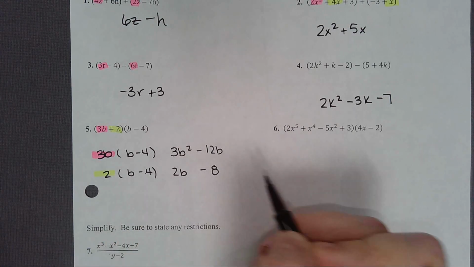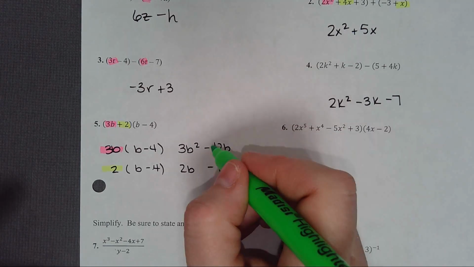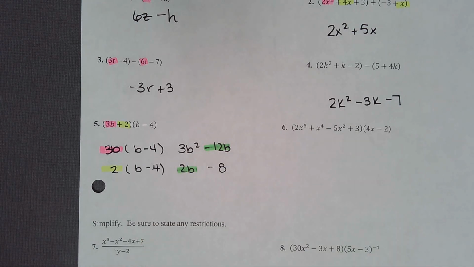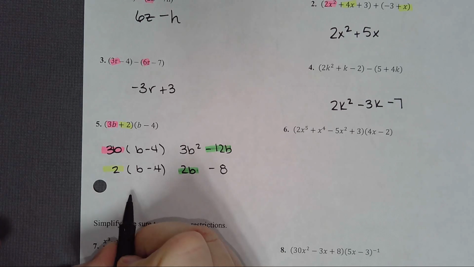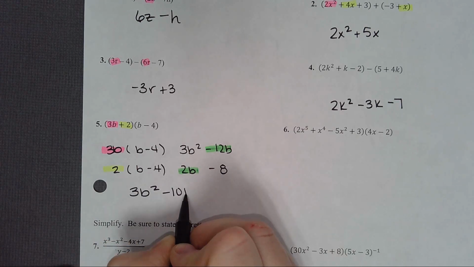And what we're going to do is combine like terms. So whatever signs you have, you're going to combine like terms. So negative 12 and a positive 2, 3b squared and an 8. So my final answer would be 3b squared minus 10b minus 8.